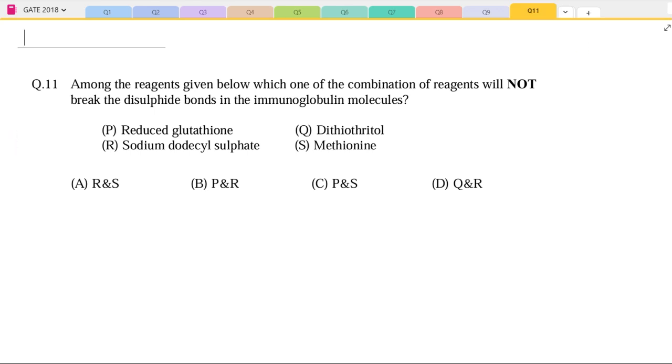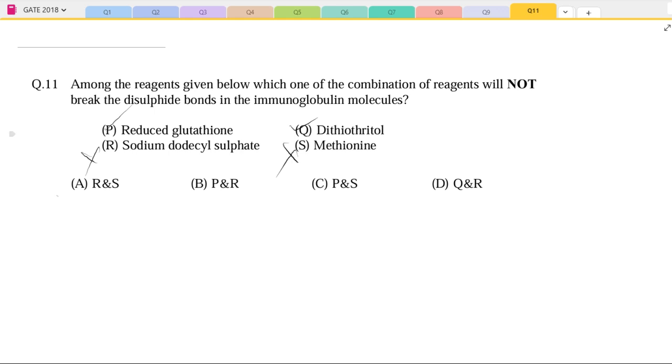Among the reagents given below, which one of the following combination of reagents will not break the disulfide bonds in the immunoglobulin molecules? So clearly, reduced glutathione does this job. Dithioerythritol will also break the disulfide bonds. Methionine doesn't do it, and similarly SDS doesn't do it. So SDS equally distributes the negative charge during protein denaturation.